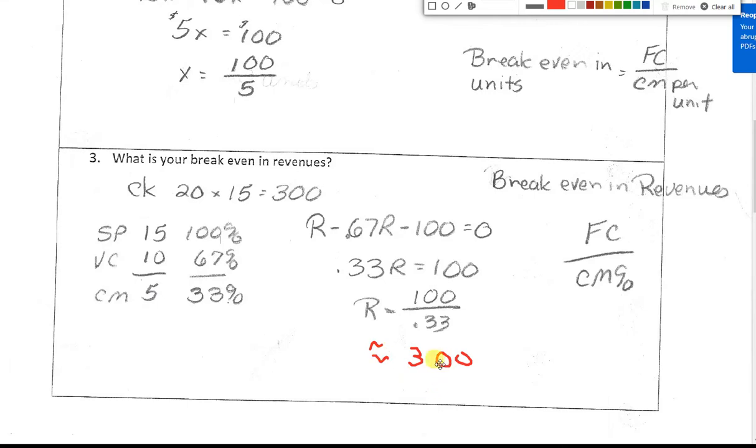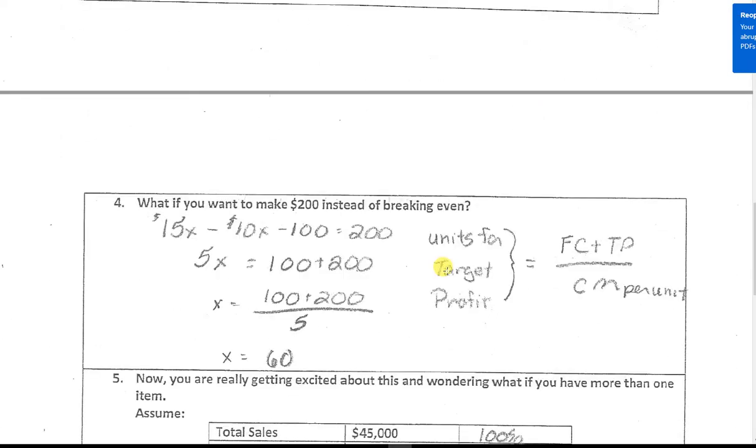So that equals $300. Here's my check figure. I know they're the same. And so on your sheet, this is an important equation. Break even in revenues is fixed cost divided by contribution margin percent. Okay, on we go. Next one.